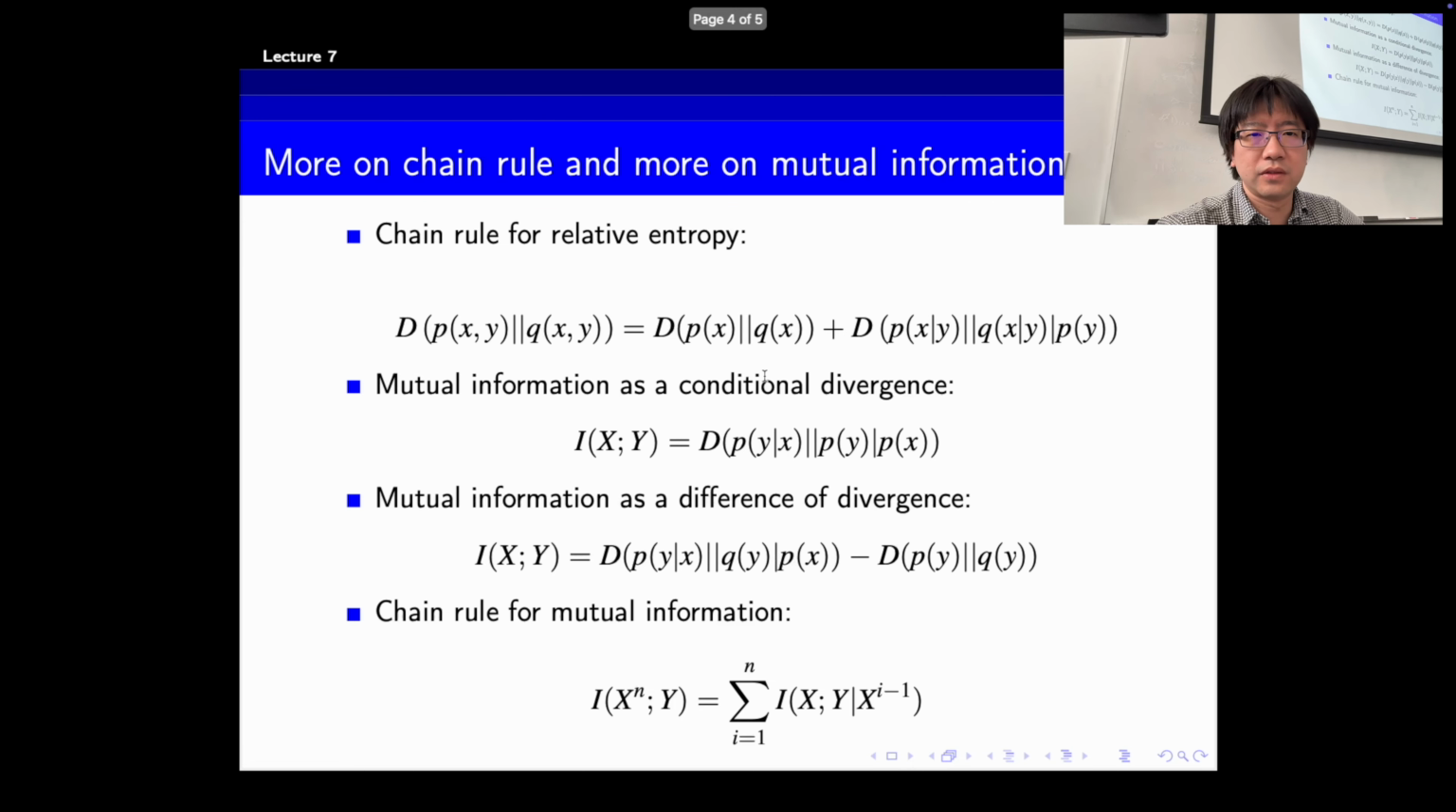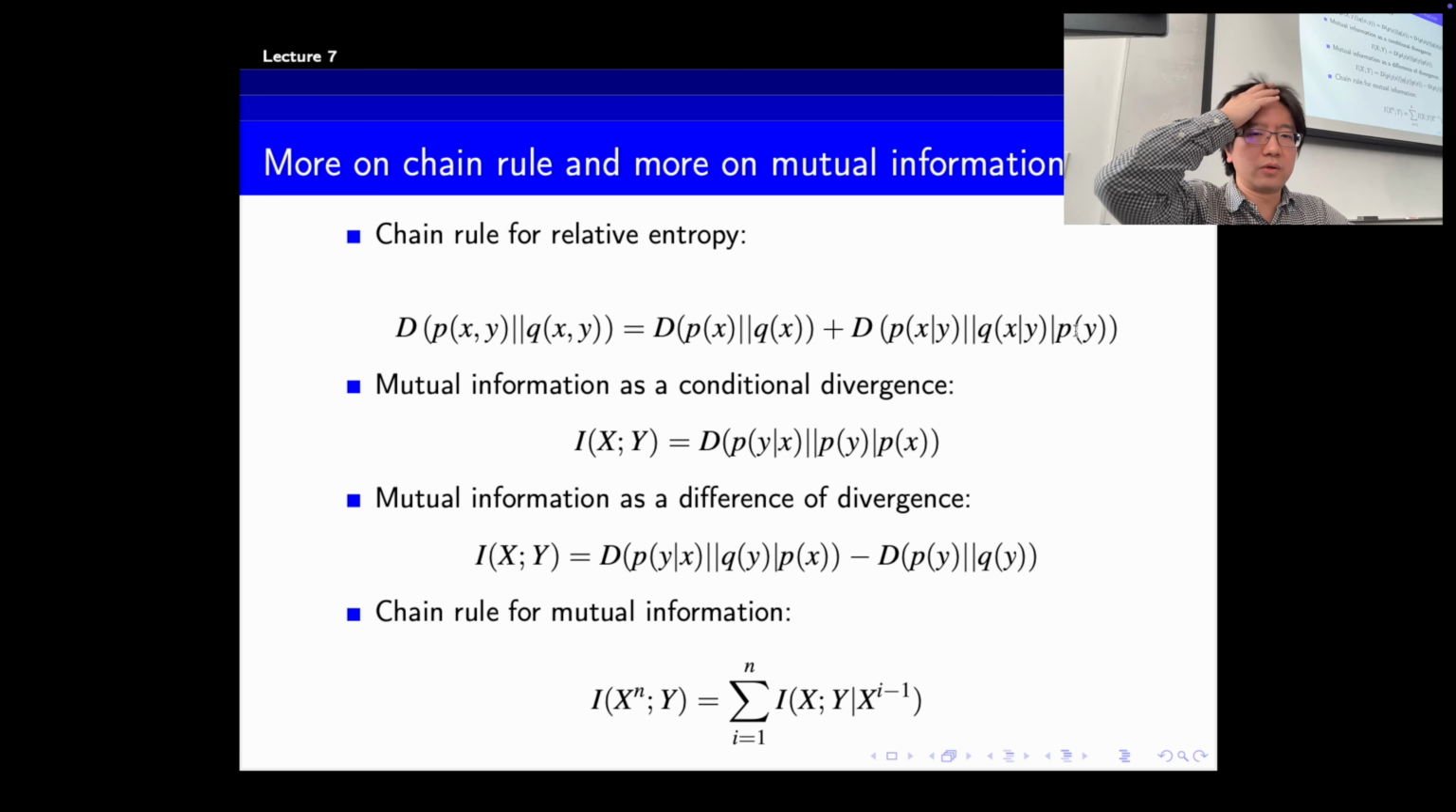Then we introduced the chain rule for relative entropy. It's given by this: it equals the relative entropy between Px and Qx, plus the relative entropy between Py given X and Qy given X, averaged over Px. I think it's relatively easy to remember.